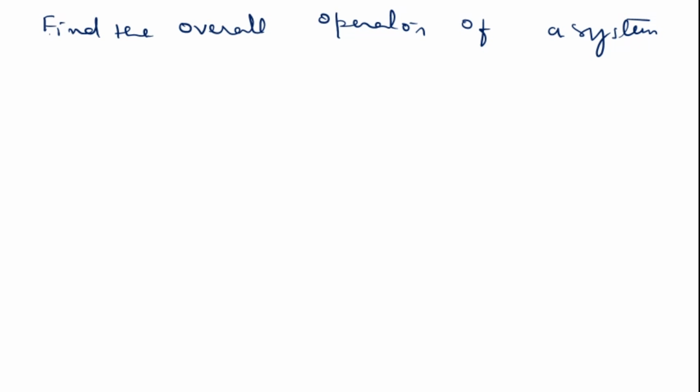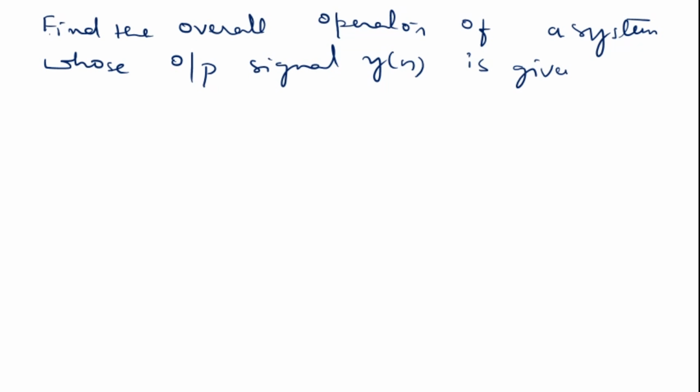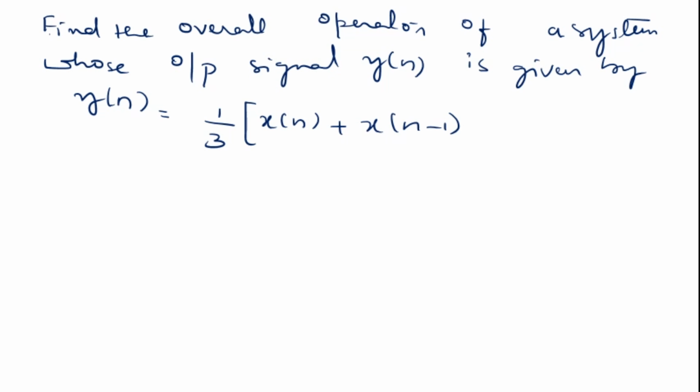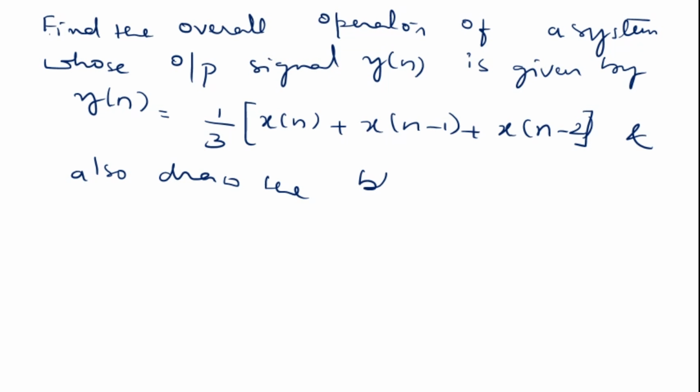First problem, find the overall operator of a system whose output signal y of n is given by y of n is equal to 1 by 3 into x of n plus x of n minus 1 plus x of n minus 2, and also draw the block diagram representation.